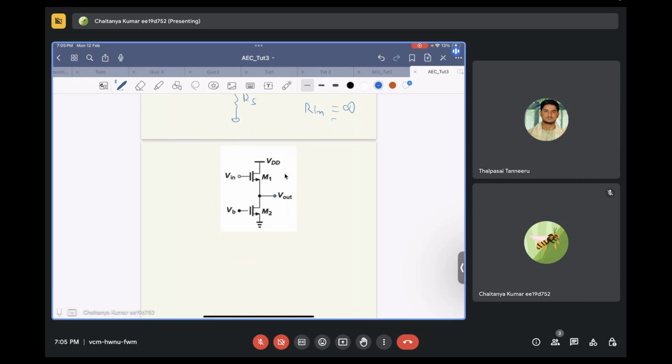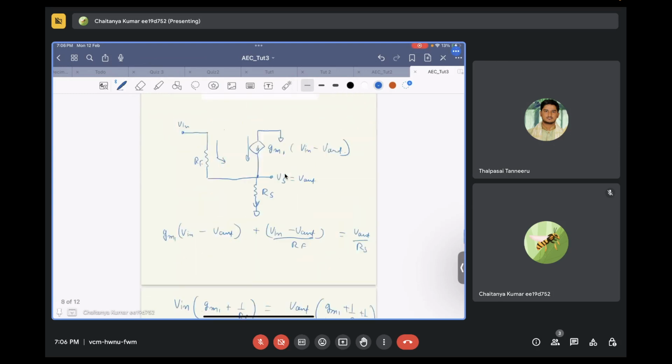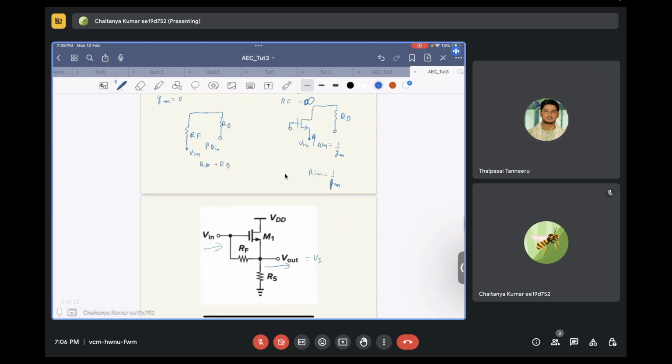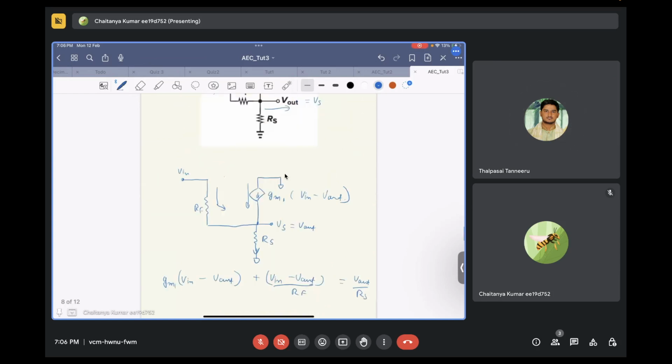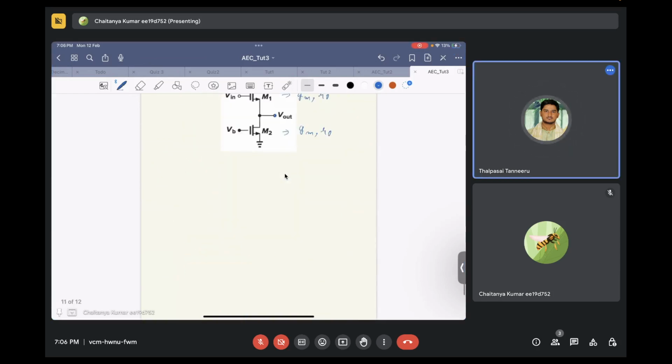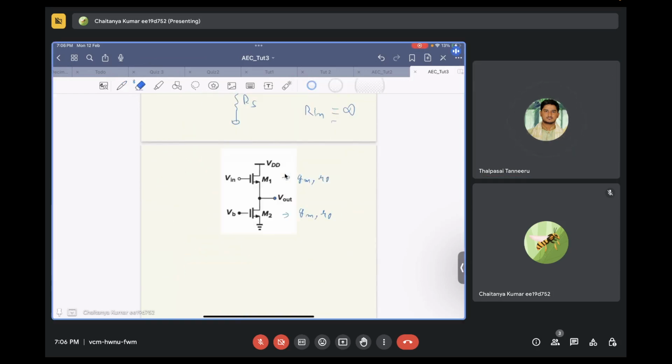Again, let's say M1 and M2 both have gm, r_out and gm, r_out. So this is question number 4. This was 3. This is question number 4.